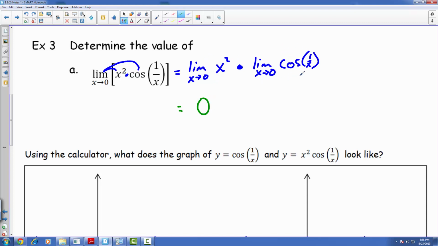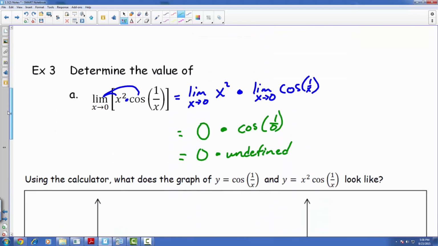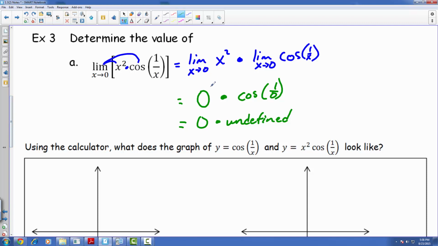The issue starts to come into the second piece. So we're multiplying that by this limit. When we try direct evaluation, we end up with the cosine of 1 over 0. We can right away see that this inner piece is undefined, thus making the cosine of it undefined, not even possible. So we have 0 times something that is undefined. Now what we're going to do is use our squeeze theorem that we just learned about and prove what this true limit actually comes out to be.